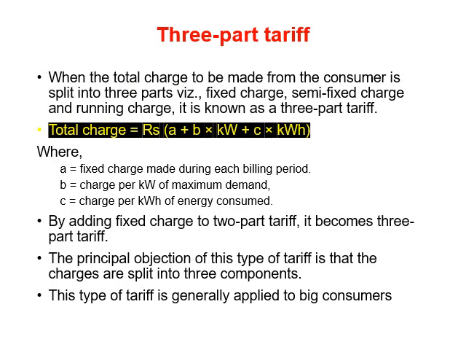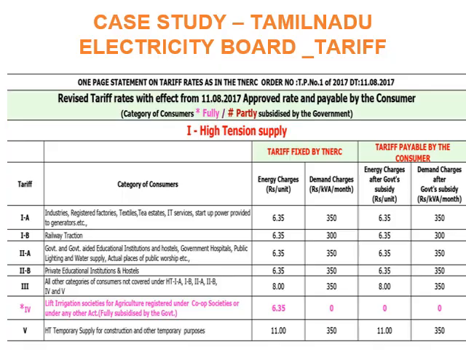So next is the three-part tariff. When the total charge to be made from the consumer is split into three parts, that is fixed charge, semi-fixed charge and running charge. The total charge is divided into three parts: fixed charge, semi-fixed charge, and the running charge.